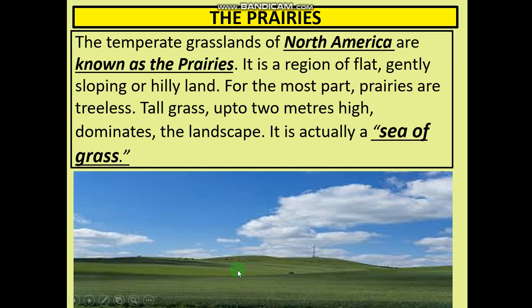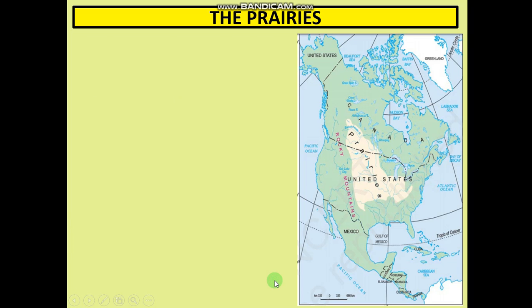As you can see, there are hills, but they are not very steep, they are moderate and low height hills. For the most part prairies are treeless. As far as your eyes go, you cannot see even a single tree there. This whole area is covered with only grass, and the grass over here is very tall, up to 2 meters high. 2 meters means it is almost double your height, and it dominates this landscape. Landscape means this area, and it is actually a sea of grass. In other words, it is also known as the sea of grass.